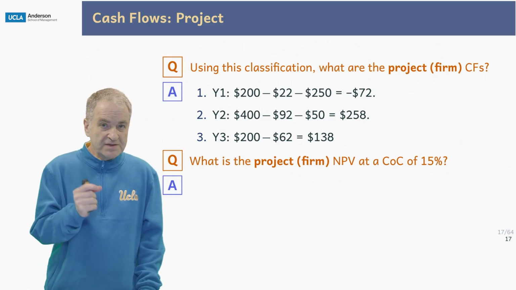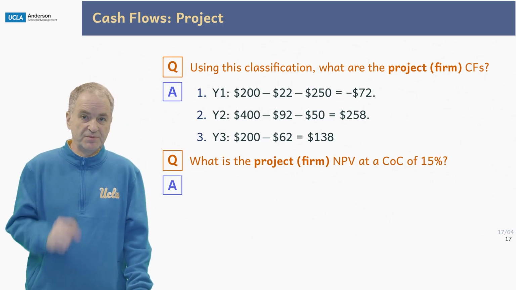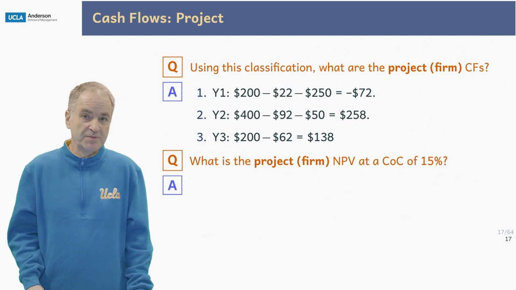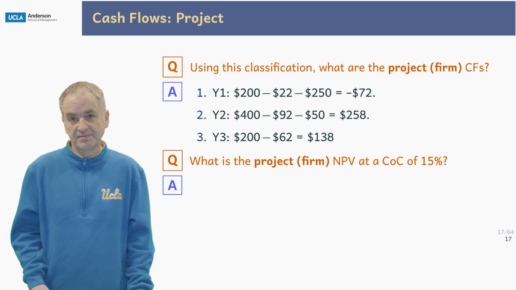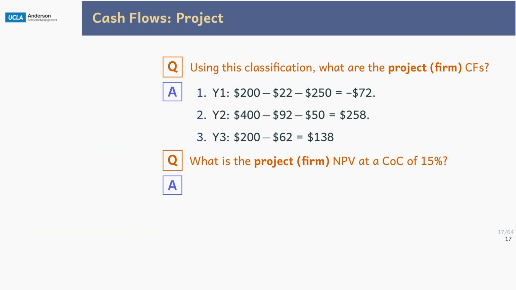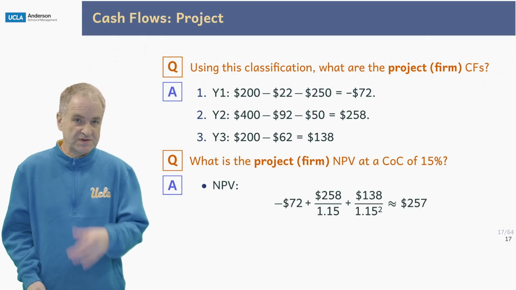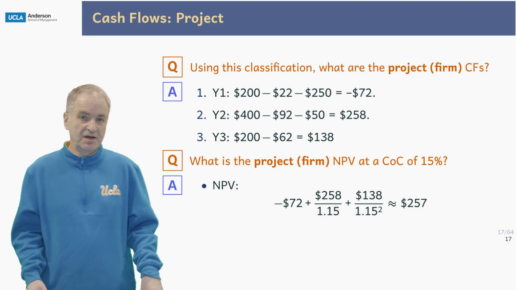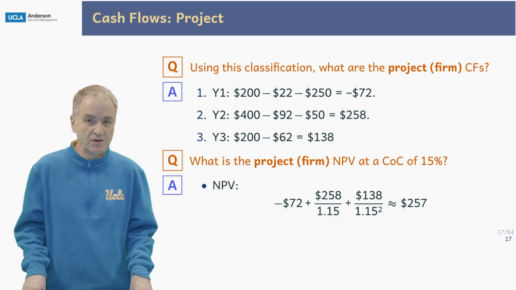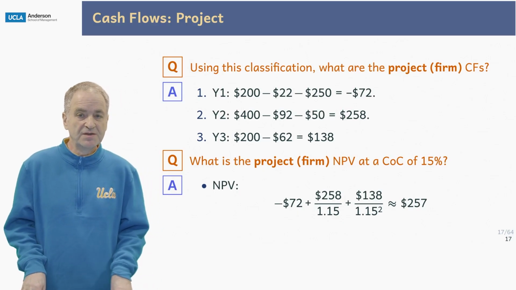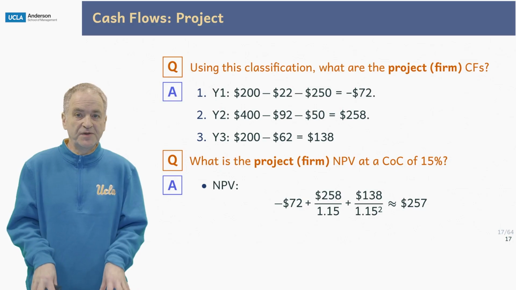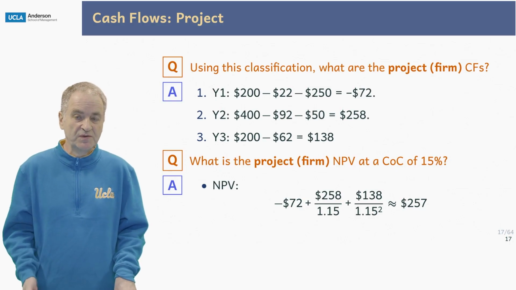So what is the project firm net present value at a cost of capital of 15%? Please pause this video now, answer the question on a piece of paper, and then continue. Oh, that's easy. We just take those three numbers and appropriately discount them according to the net present value formula. So the net present value of the project seems to be $257.